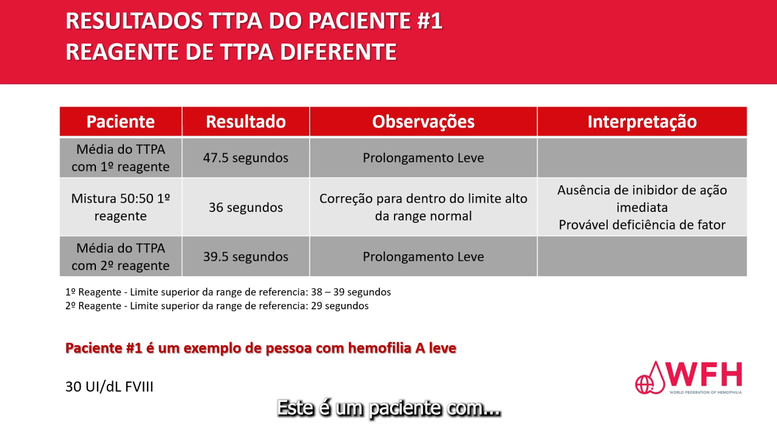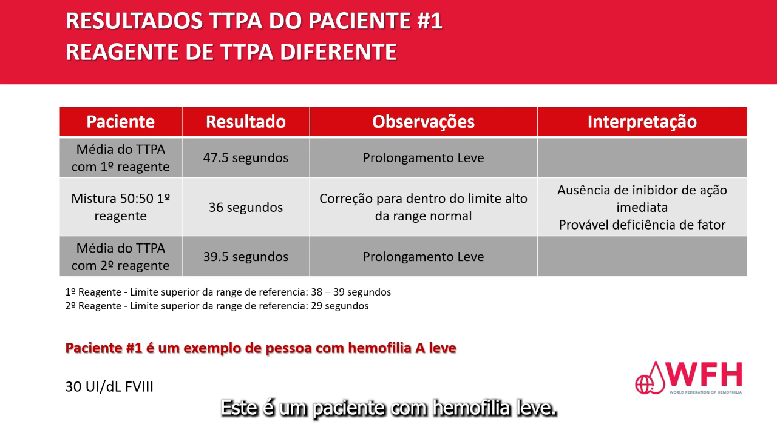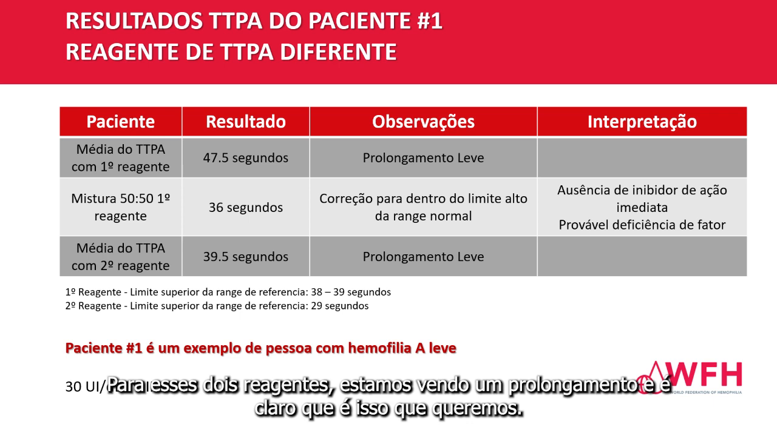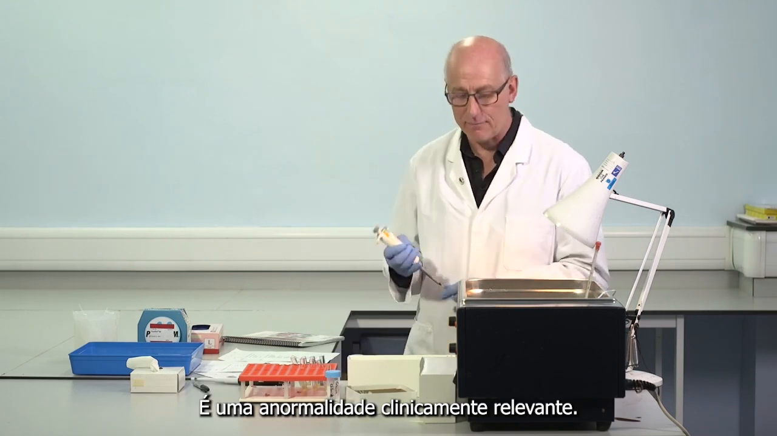This is a patient with mild, we're not doing any more tests, so I'll tell you the answer. This is a patient with mild haemophilia. The level of factor VIII, 30 international units per deciliter. For these two reagents, we're seeing a prolongation. And of course, that's what we want. We want to see a prolongation. We want to detect that abnormality. It's a clinically relevant abnormality.